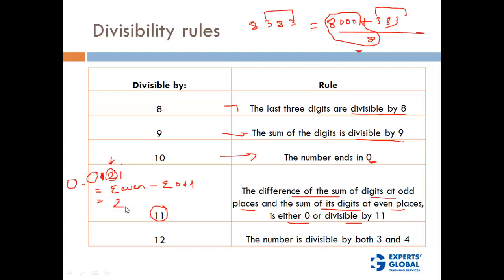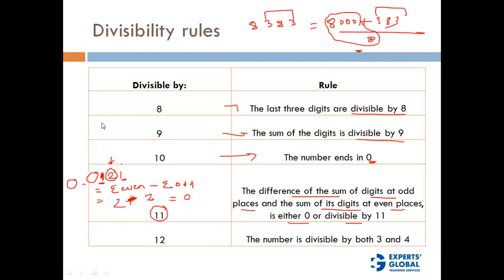So I have only two. Here I have two odd places: first, second, third, that way. So I am going to have 1 plus 1, 2. I am taking the difference. 1 plus 1, 2. So 2 minus 2 is going to be 0. So I get a 0, that means 121 is divisible by 11.